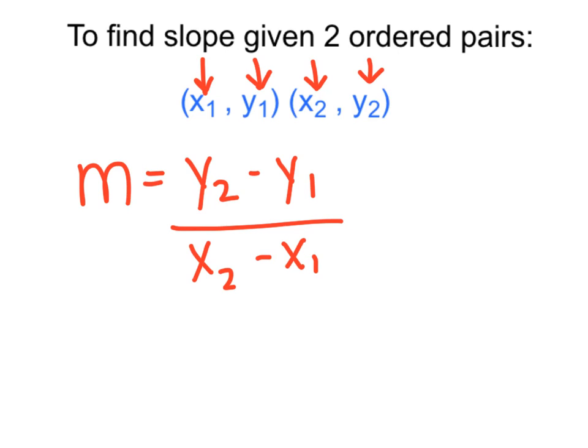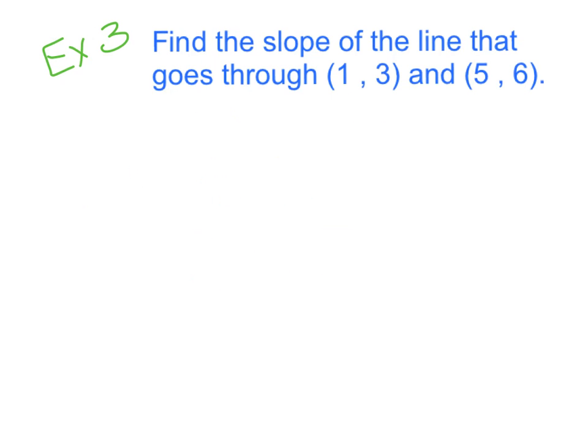Let's try a couple of examples. Here's your first example. Find the slope of the line that goes through (1, 3) and (5, 6). The first thing I want to do is rename these points. We're going to call this x1 and y1, and this is going to be x2 and y2. And you can switch those if you want. You can name the first ordered pair x2, y2, and the second ordered pair x1, y1, and that's not going to change a bit.